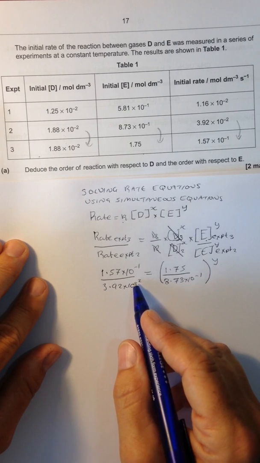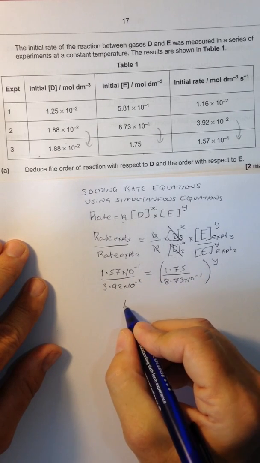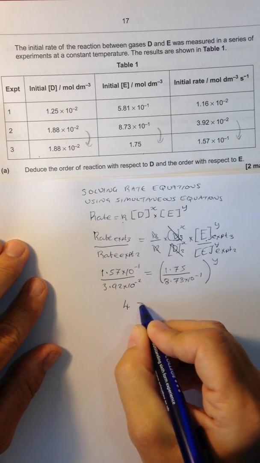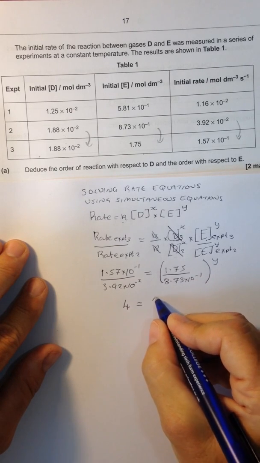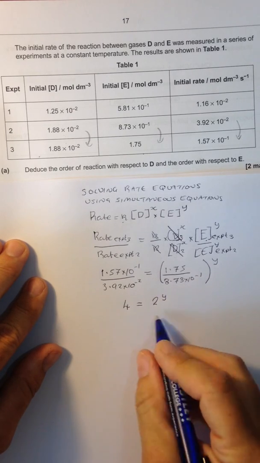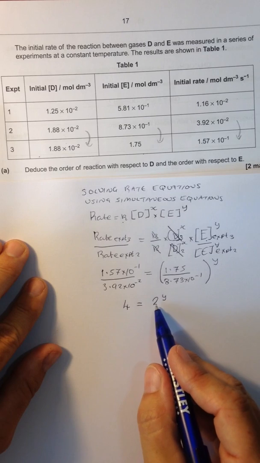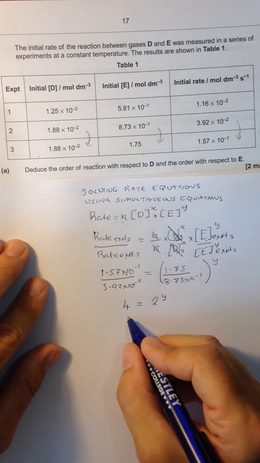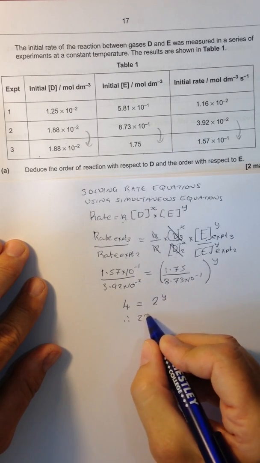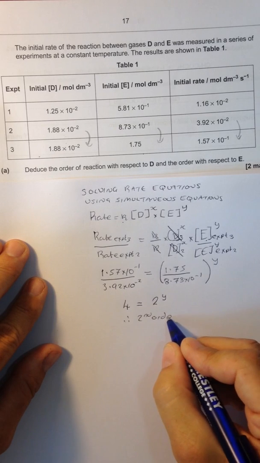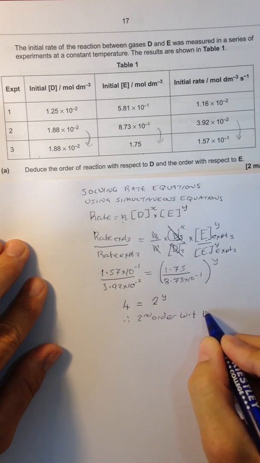Simplifying this, go to your calculator, that comes out to approximately 4, and that comes out to 2 to the power y. So therefore y must be 2, 2 squared is 4, so therefore it's second order with respect to the concentration of E.